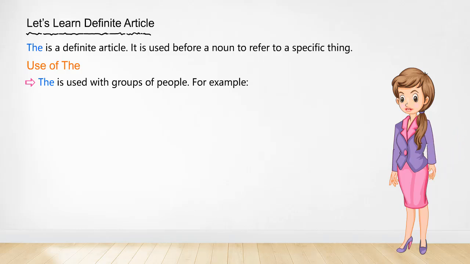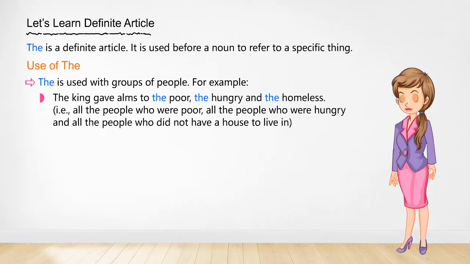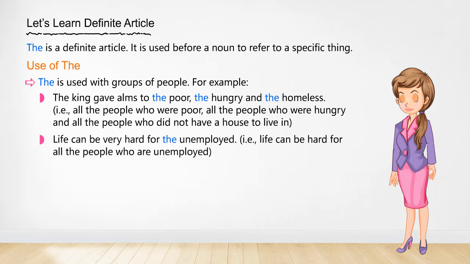The is used with groups of people. For example, the king gave alms to the poor, the hungry, and the homeless. That is, all the people who were poor, all the people who were hungry, and all the people who did not have a house to live in. Life can be very hard for the unemployed. That is, life can be hard for all the people who are unemployed.